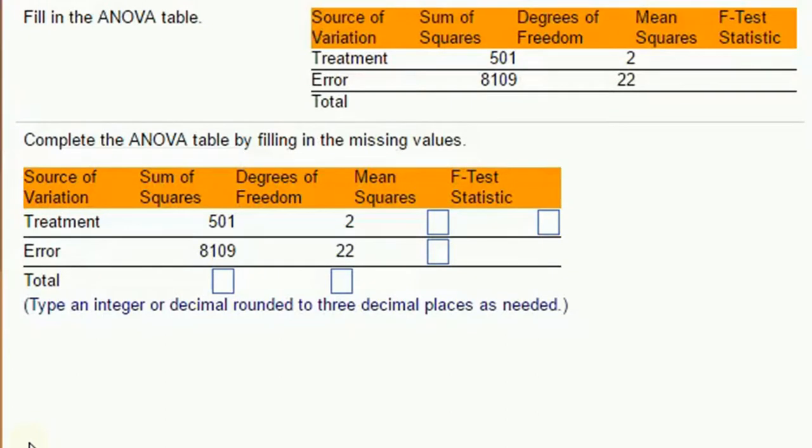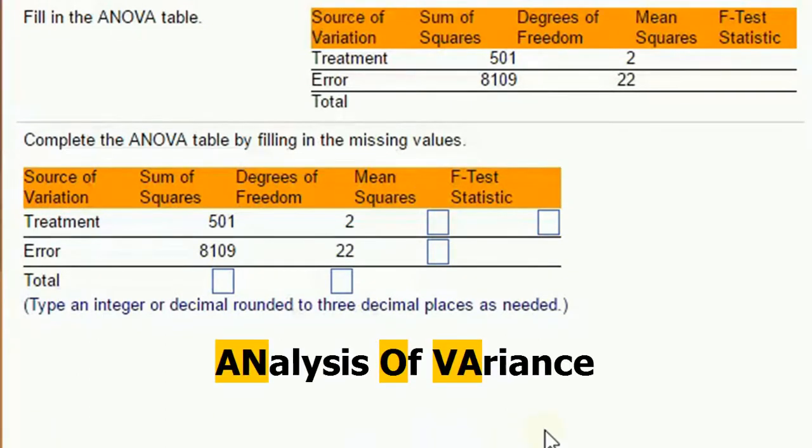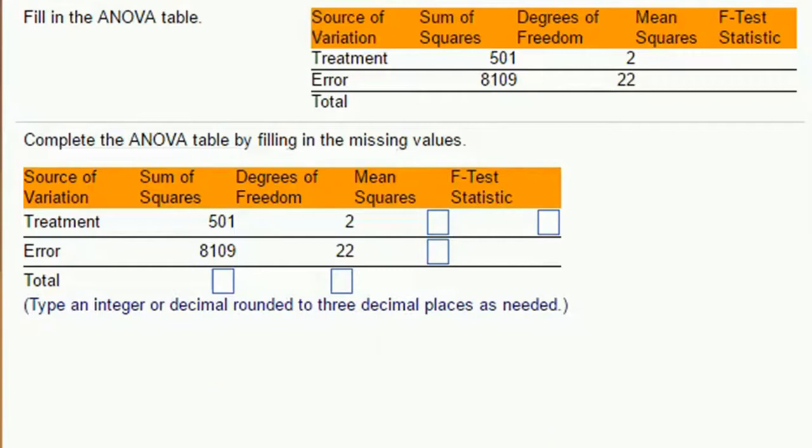Okay, now we're going to move on to ANOVA, which stands for Analysis of Variance. An analysis of variance table is always going to look pretty much like this, and calculating the values can be done using a calculator. I wish that we could do this without actually pushing any buttons, but it's pretty easy to do.